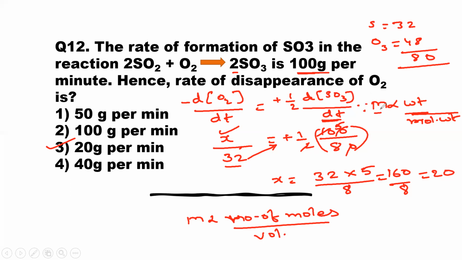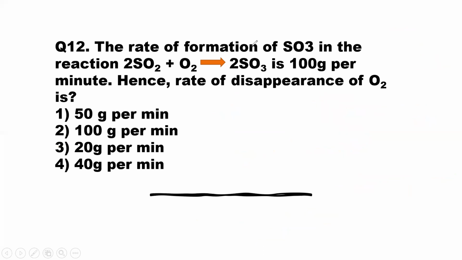Since molarity is proportional to weight by molecular weight, we can take directly the number of moles. So number of moles of oxygen is equal to 1 by 2 number of moles of sulfur trioxide as per the rate equation. So X by 32, this X value we don't know, is equal to 1 by 2 into 100 by 80. So I hope it is clear. So you'll get oxygen is equal to 20 grams per minute. So the answer is 20 grams per minute. Next question.